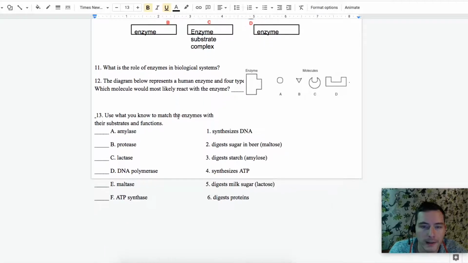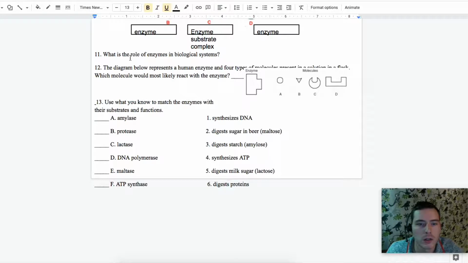All right, now we're down here. A couple more to go. What is the role of enzymes in biological systems? So why do we need to learn about enzymes in biology? Is because they speed up chemical reactions so that we can live.